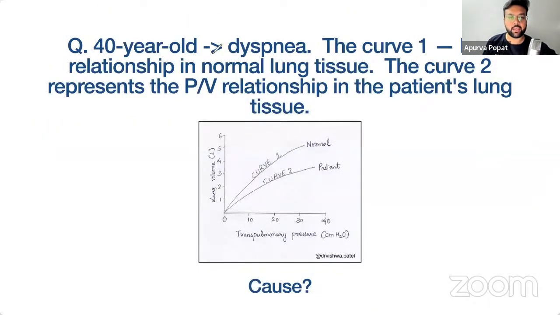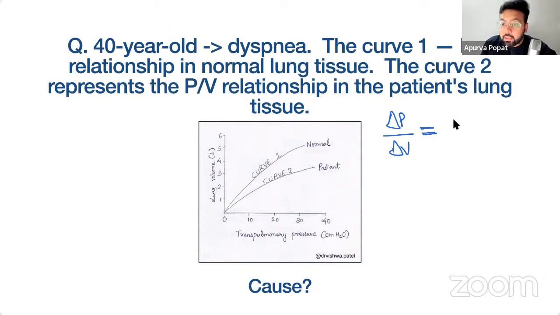This should be easy. Let's say a 40-year-old man is complaining of dyspnea. The curve 1 is normal. This graph is showing the pressure versus volume relationship. So curve 1 is normal. The curve 2 is showing the patient's curve of the pressure versus volume. So if you compare delta P by delta V, pressure versus volume, what do you get?